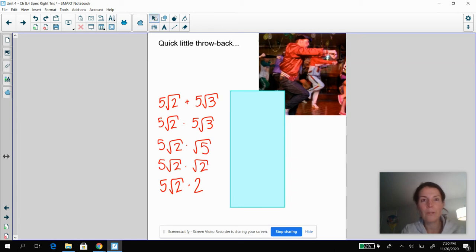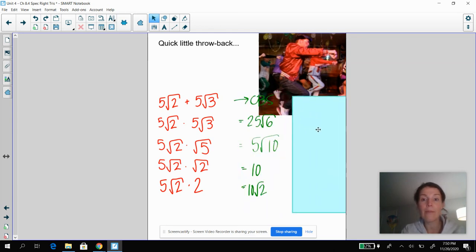Okay, we're back. So hopefully you felt really good about these. The first one's going to be CBS. The second one is 25 root 6. The next one is 5 root 10. The next one is 10. And then the last one is 10 root 2. You should feel really, really good about these. If you don't, go back and just review some of that stuff that we've done in previous chapters in terms of simplifying radicals and working with radicals.